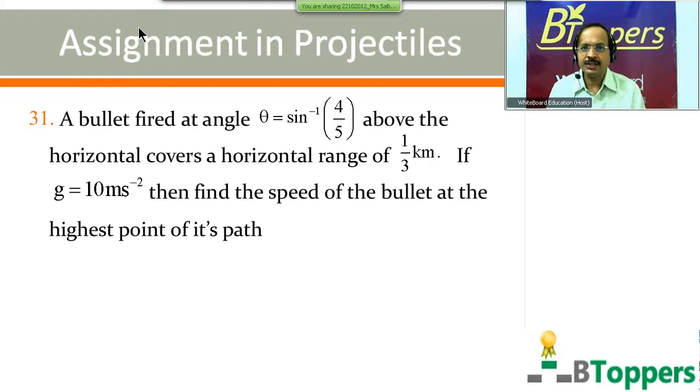Come on, look at question number 31. A bullet is fired at an angle theta equals sin inverse 4 by 5 above the horizontal. It covers the horizontal range of 1 by 3 kilometer. If g equals 10 meter per second square, then find the speed of the bullet at the highest point of its path. Come on, try the question.